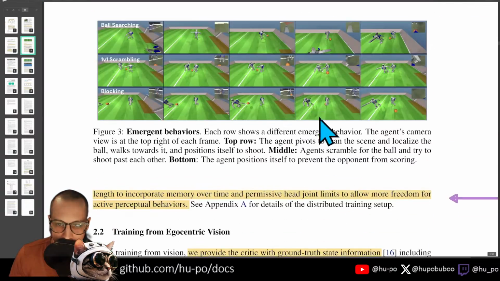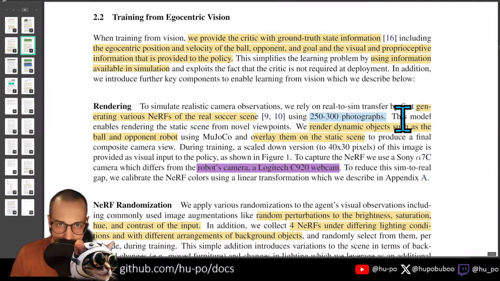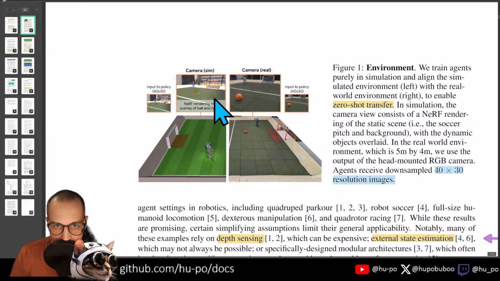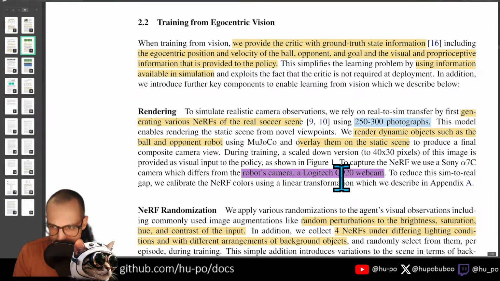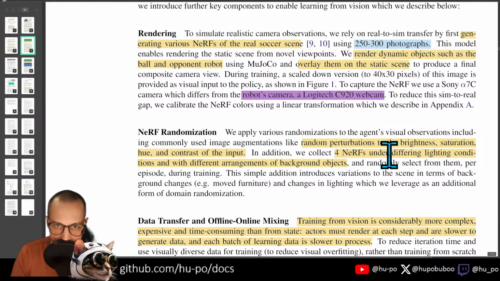Okay, let's go back to the rendering. Generating NeRFs of various real soccer scenes from 250 photographs. So to generate this NeRF that they use to create the background of the simulation, they have to photograph the entire setup. And because their setup changes, they actually have a bunch of them. So they get 4 different NeRFs under different lighting conditions and with different arrangements of background objects. And they randomly perturb the brightness, saturation, hue, and contrast of the input.